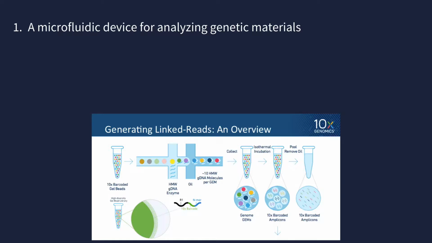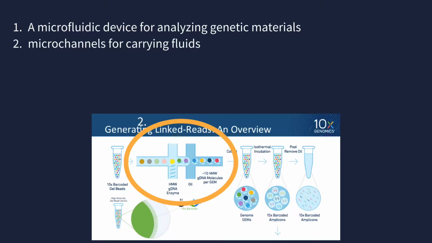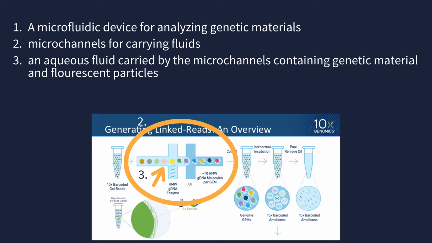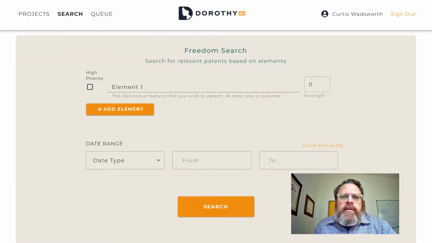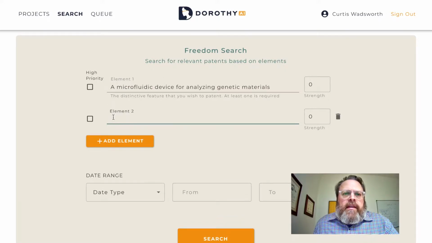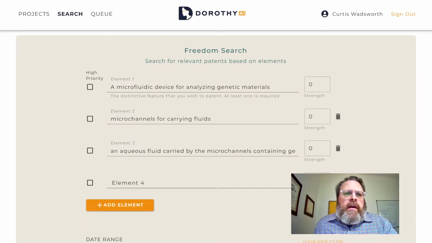So we have a microfluidics device for analyzing genetic materials: microchannels for carrying fluids, an aqueous fluid carried by the microchannels containing genetic material and fluorescent particles, and an oily carrier fluid that interfaces with the aqueous fluid in the microchannels producing droplets. So we'll take these elements and input them into Dorothy Freedom, weight them based on the description, and then we'll just hit search.